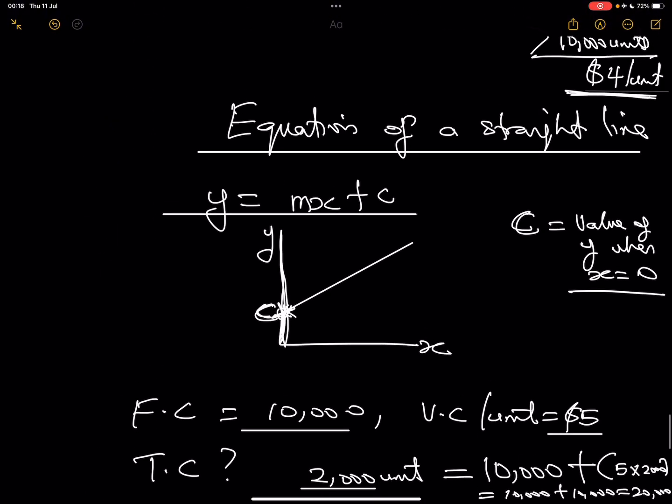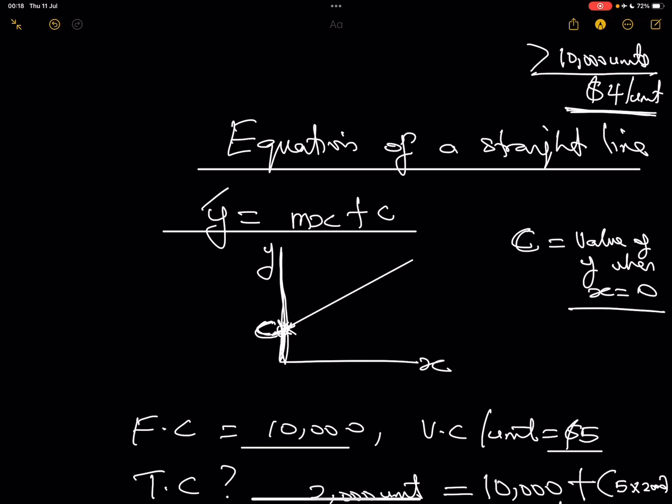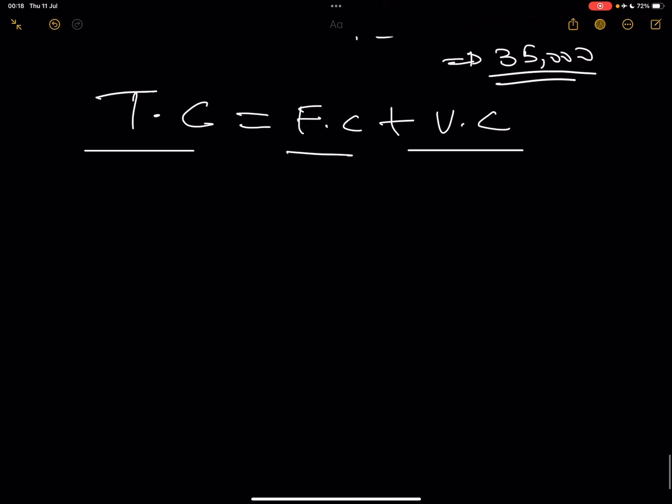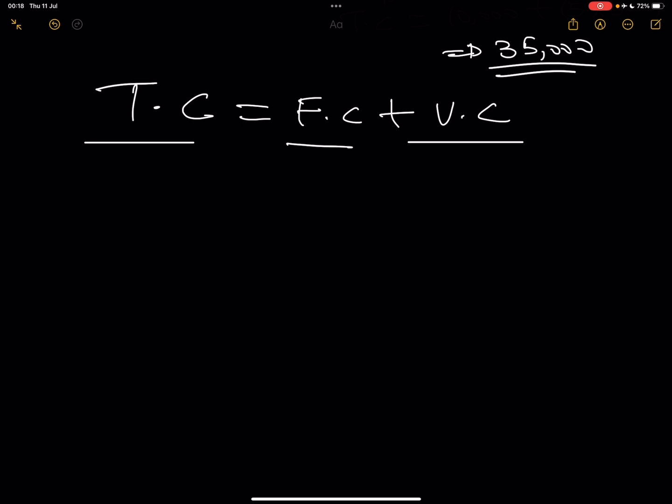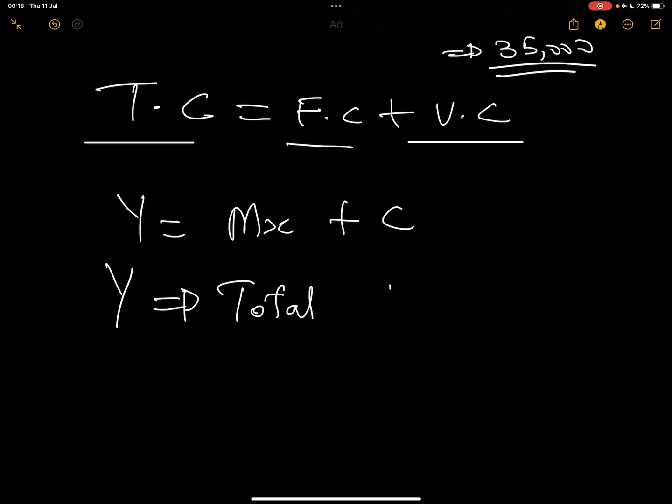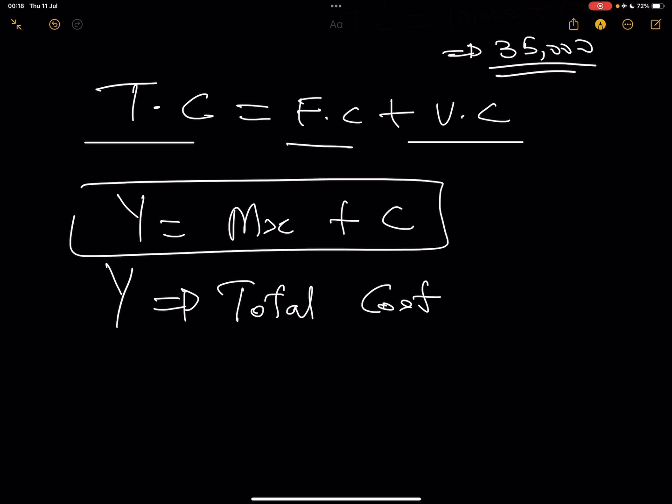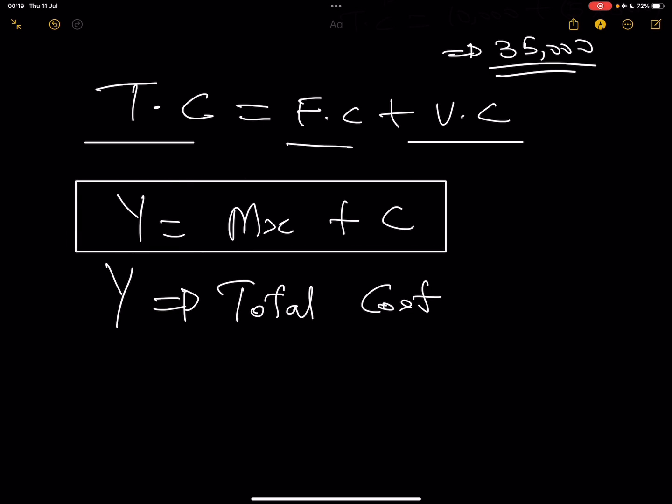Yeah. And this equation of a straight line, I've told you y is the y-axis, m is your slope, x is your x-axis, and c is your intercept. But how do you apply that in what we are talking about? Yeah. So what you need to know is that y equals mx plus c, right? Now, y is what we are referring to as total cost in this equation of a straight line. That's total cost. You see, it's very similar to this equation.